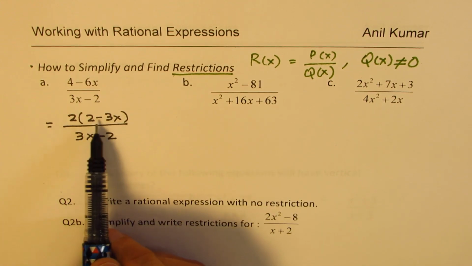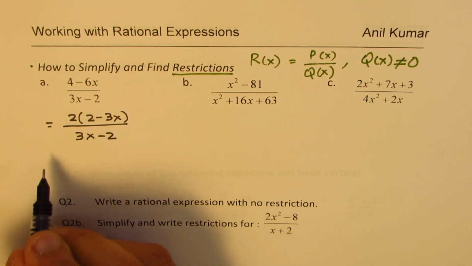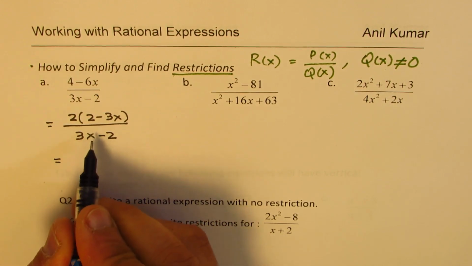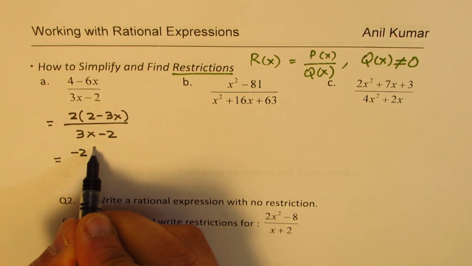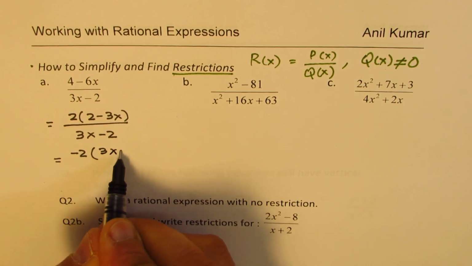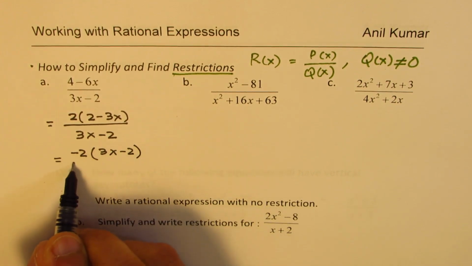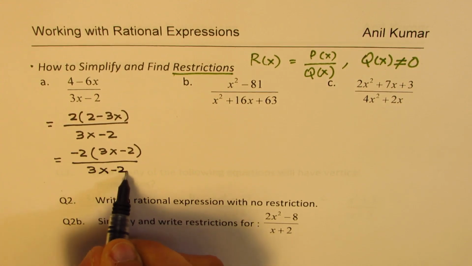Can I divide 2 minus 3x by 3x minus 2? That's the question. Yes, I can. Let me show you, since this is very important. Some students don't just get it. So if I take minus common, I get 3x minus 2. Do you see that part? And then in the denominator, I do have 3x minus 2.